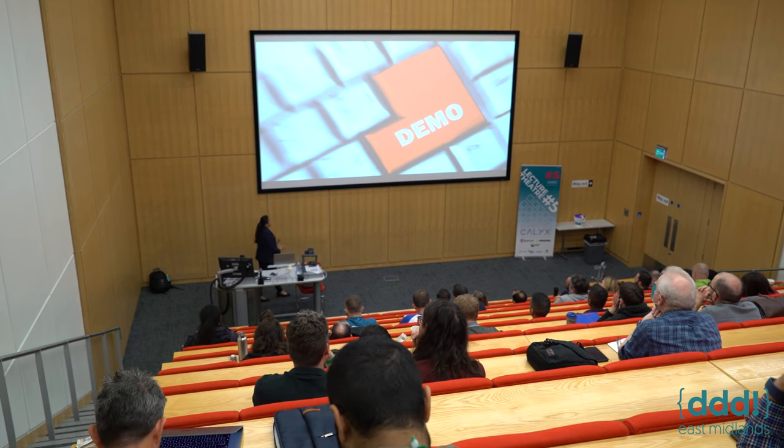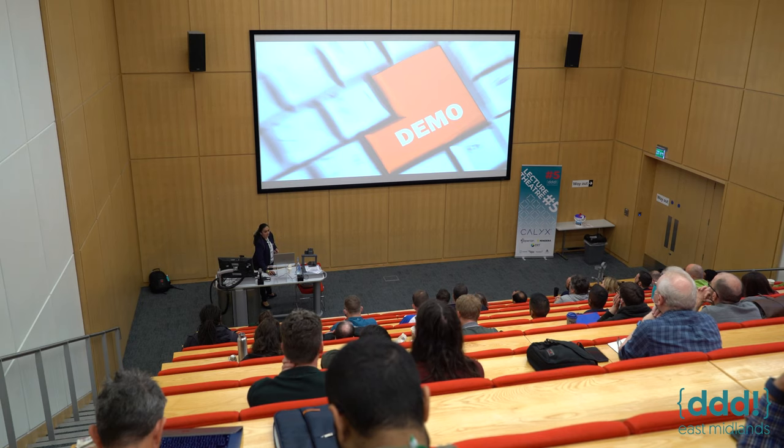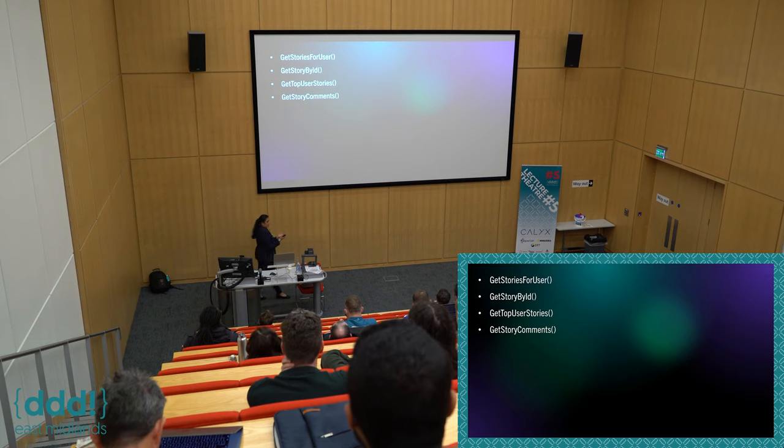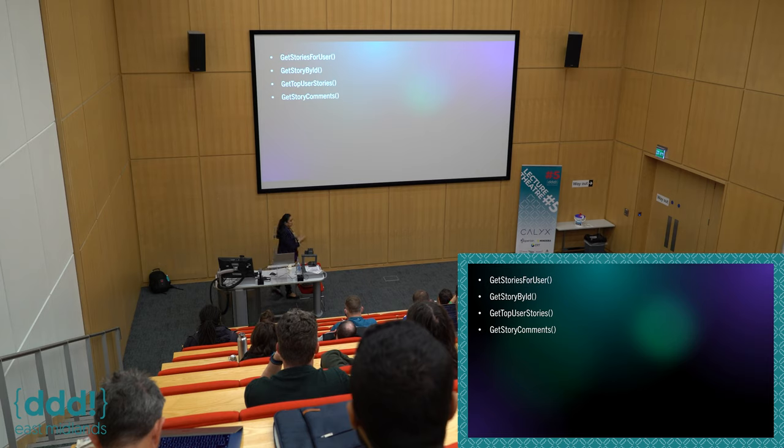Now, what happens if you want to extend this further into the fictitious social media platform that I spoke about? What if I want to get the stories for a particular user, for a particular story by ID? Say we want the top user stories for a particular user, or we want the top comments for a particular story. We will have to write methods or functions and create services for that. So gRPC or RPC is very action-oriented. Do this, do that, get me this, get me that. It's all action-based. It's very action-oriented.